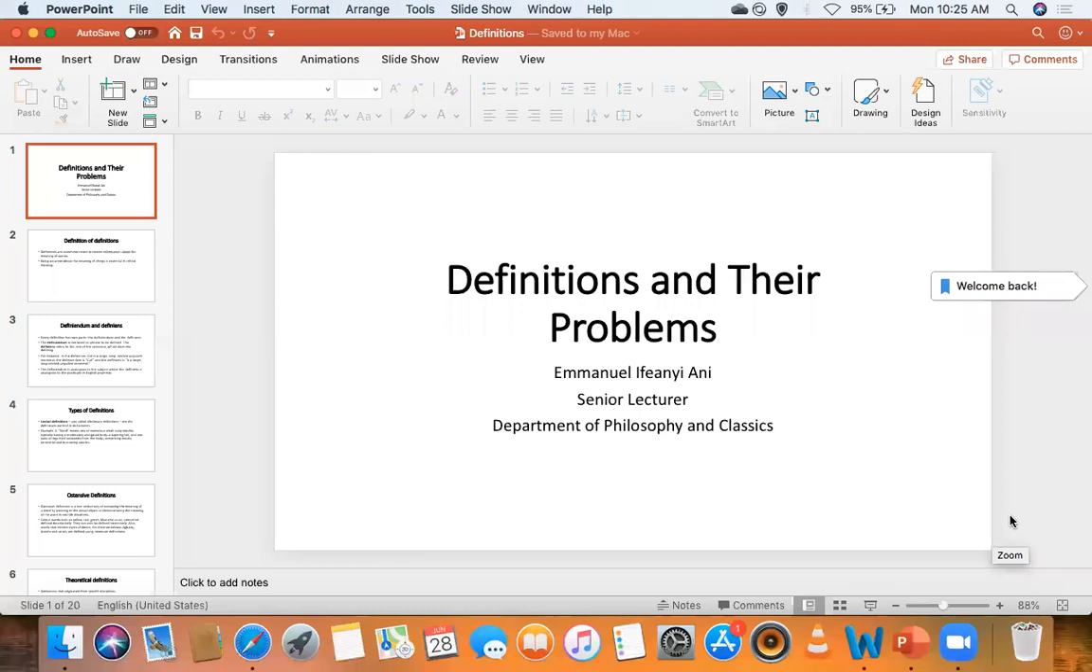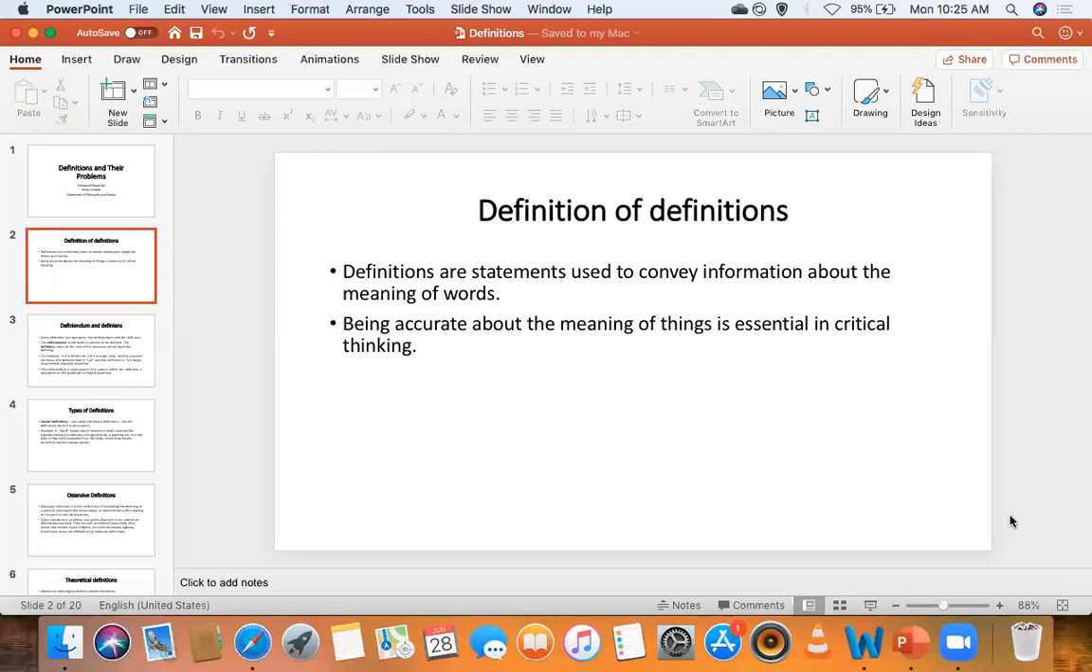So today we're looking at definitions and their problems. In our last class, I had told you that our focus today will be about definitions. And so let's begin the topic right away. Definitions, definition of definitions. What is a definition? Now, definitions are statements that are used to convey information about the meaning of words. So really the job of definitions is to provide information about meaning. I had mentioned that in our last class.